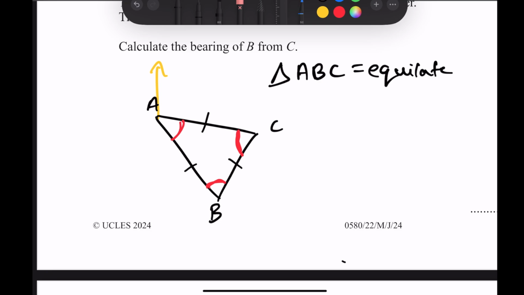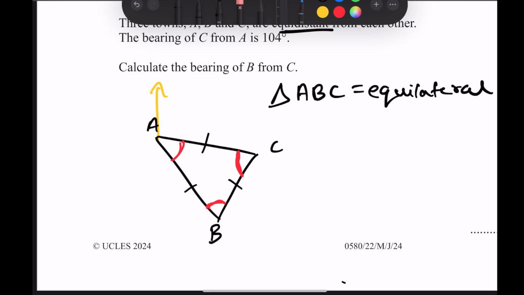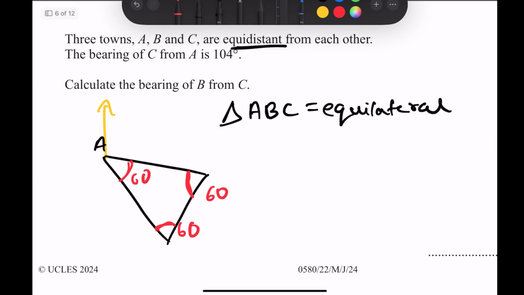The definition of an equilateral triangle is a triangle where all three sides are the same, and in this case the triangle is equilateral because all three towns are equidistant from each other. And for any equilateral triangle, each interior angle is 60 degrees because there are three angles that are the same value, and all angles in a triangle add up to 180 degrees. So if 3 times x, where x is the value of each interior angle, is equal to 180 degrees, x is equal to 180 degrees divided by 3, which is equal to 60 degrees. So if each of these angles is 60, 60, and 60, this can help us find the bearing of B from C.